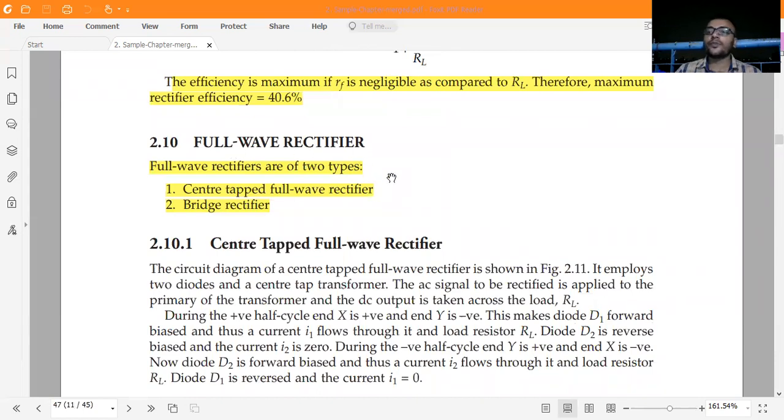There are two kinds of full wave rectifier. The first one is the center tap full wave rectifier, and the second one is the bridge rectifier.